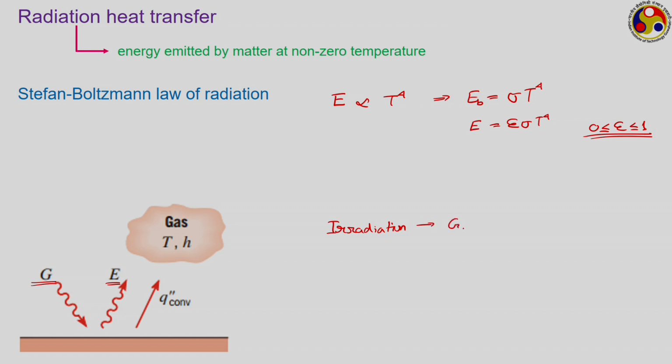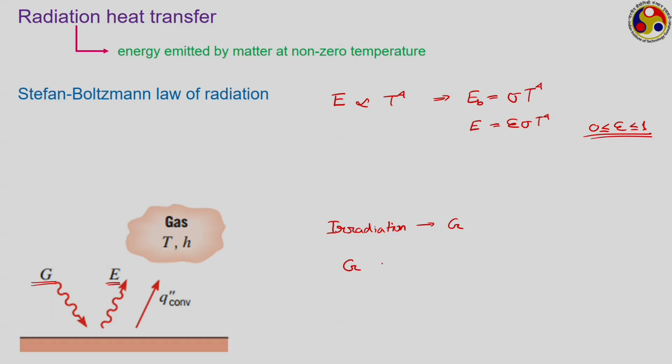Irradiation refers to the amount of radiation energy received by a surface from its surroundings. So, as the surface is giving away E amount of energy, it is also receiving G amount of energy, and if there is some convection happening because of some gaseous medium flowing over the surface, then we can easily write an energy balance for the surface shown here.